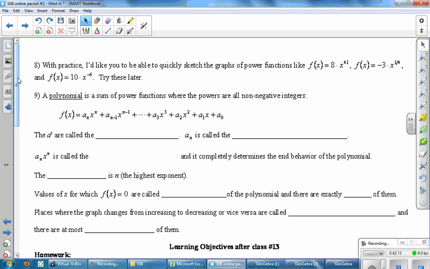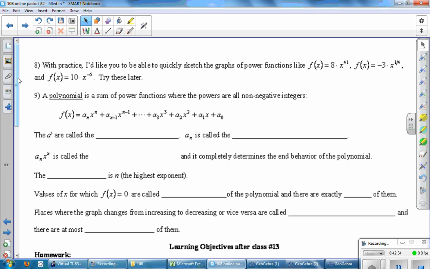Okay, last page. With practice, I'd like you to be able to quickly sketch the graphs of power functions like these. Now this is without a calculator. 8x to the 4, negative 3x to the 1/4, 10 times x to the negative 6. It says try them later. I mean, heck, if you want to, just pause the video, get a blank piece of paper, and try them now. Don't spend too much time on them.